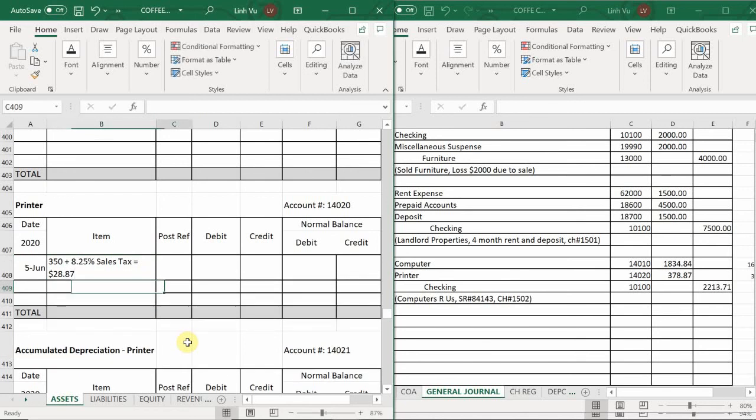$28.87. So therefore, once again, general journal number 1. And now this time we're going to be adding it in as $378.87. Okay. And once again, that's my beginning balance.